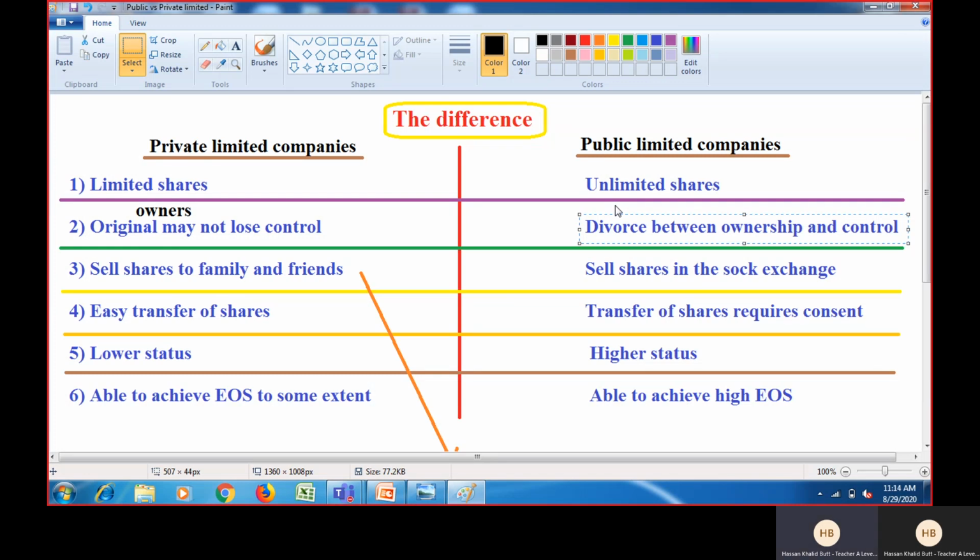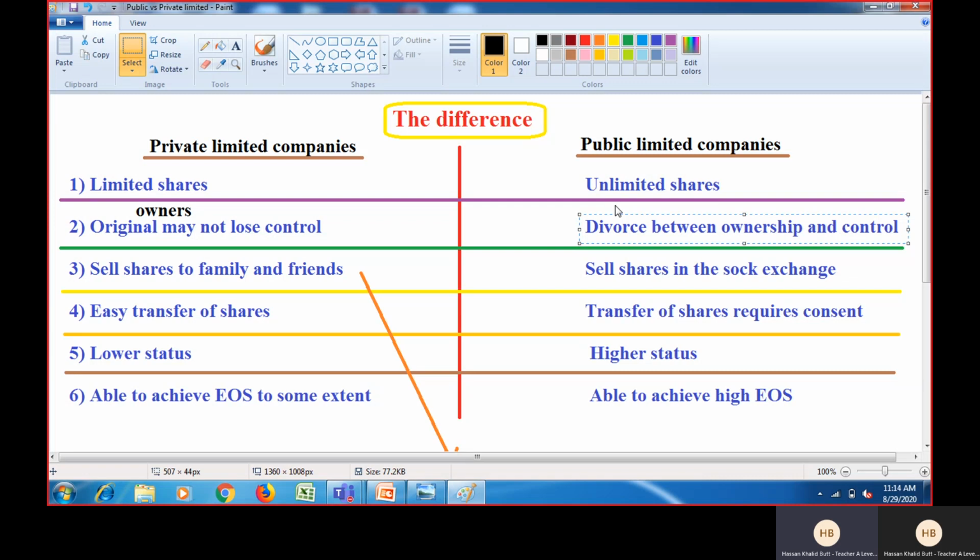Point number 3, sell shares to family and friends. In a public limited company, as I told you earlier, when we started the concept, they sell shares in the stock exchange. So now imagine, when you sell shares in the stock exchange, it's a market, okay, and anybody can buy your shares. So there is an advantage as well. When you sell your shares in the market, it will help you to get capital quickly, because it's a market, so there are many buyers who want to buy your shares. So you might be able to generate a large amount of capital, and maybe quicker than a private limited company.